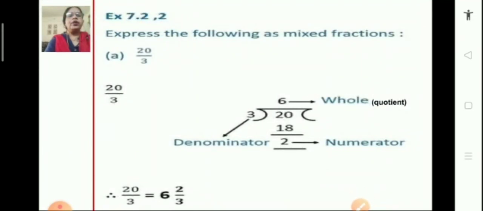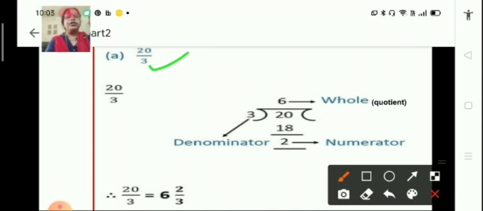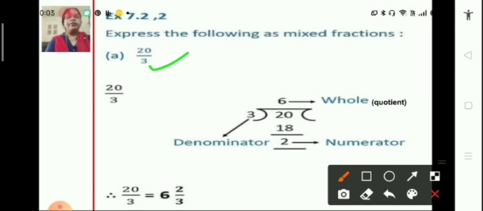Now question 2. Express the following as mixed fractions. Here we have an improper fraction and we have to convert it into a mixed fraction. We have discussed this example earlier. We divide 20 by 3. 3 is the divisor. 3 times 6 becomes 18 and we get the remainder 2.